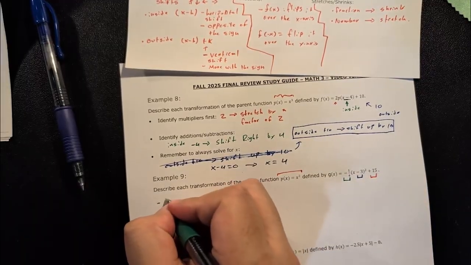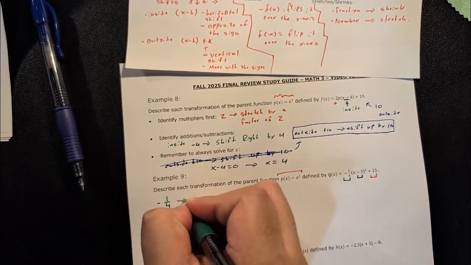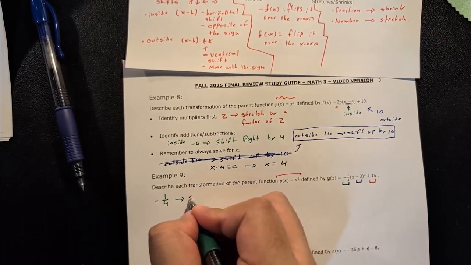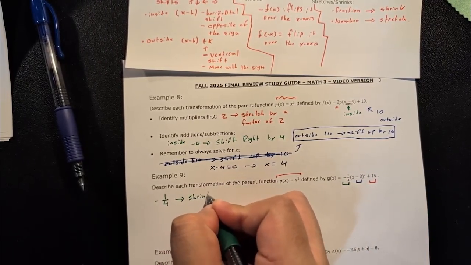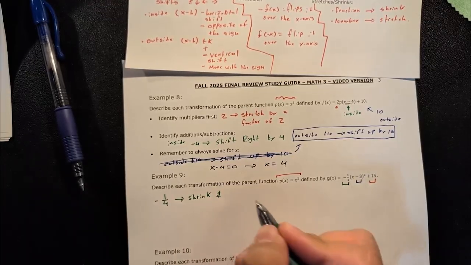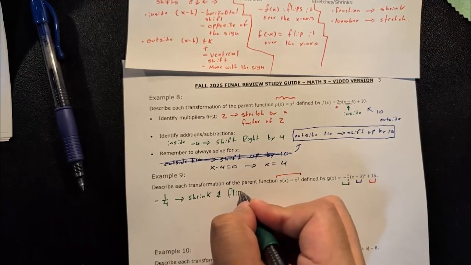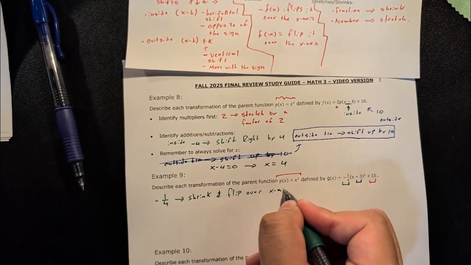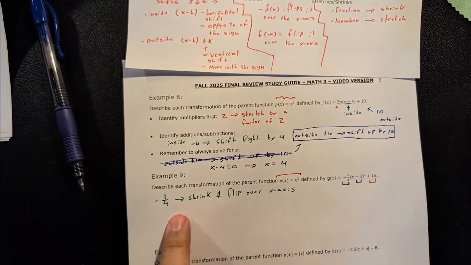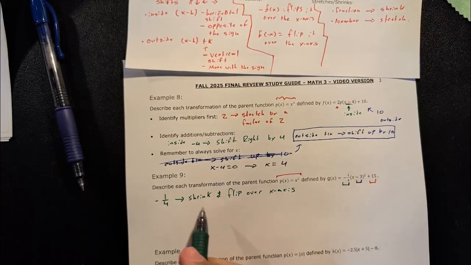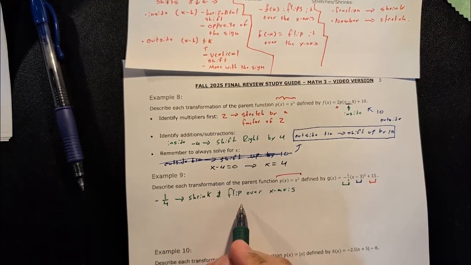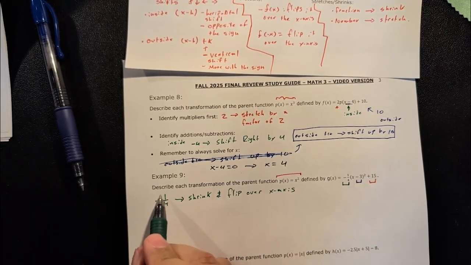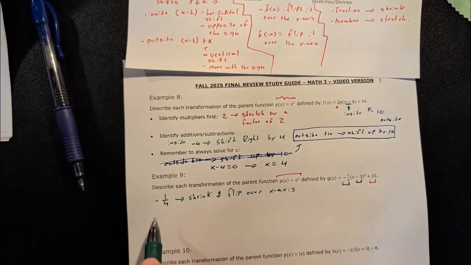So again, with the 1/4, this is telling us it's going to be a shrink and a flip over the x-axis. The shrink comes from the fraction, and then the flipping over the x-axis comes from the negative.